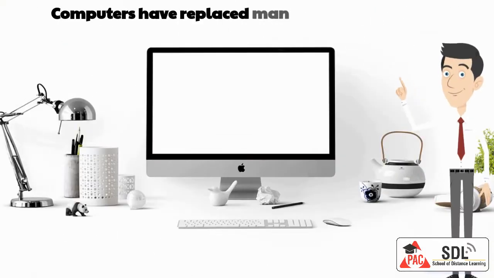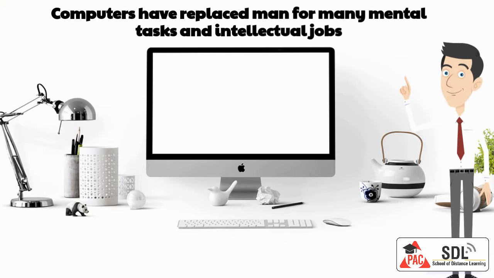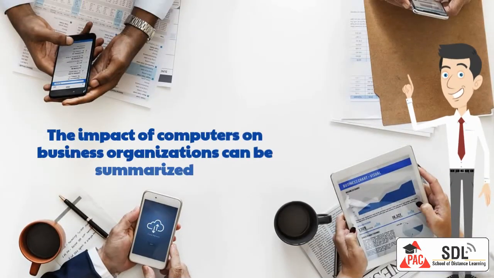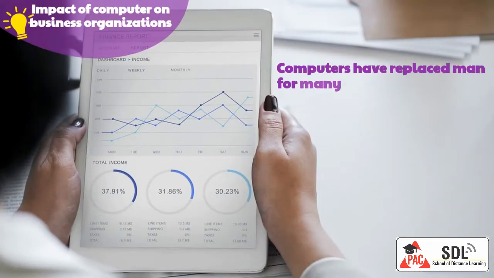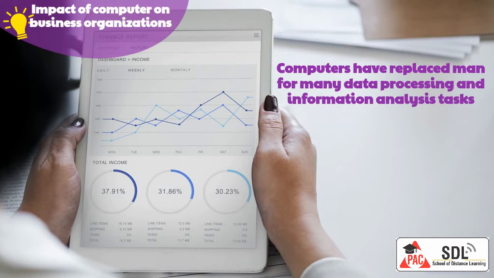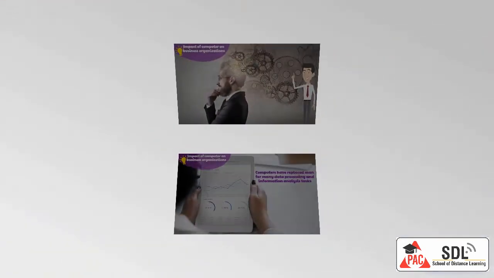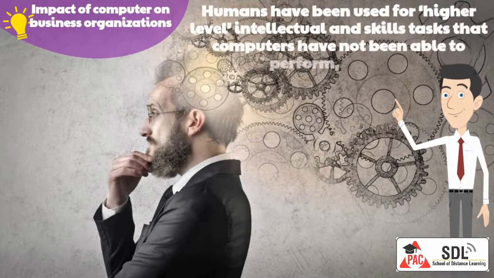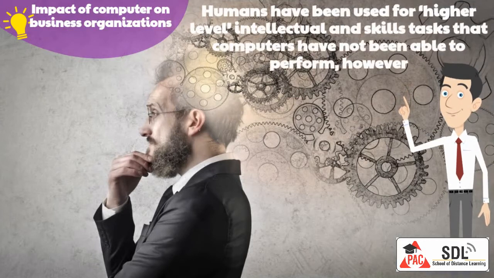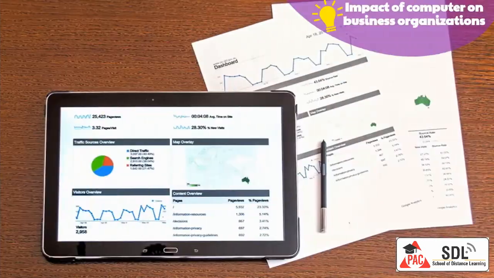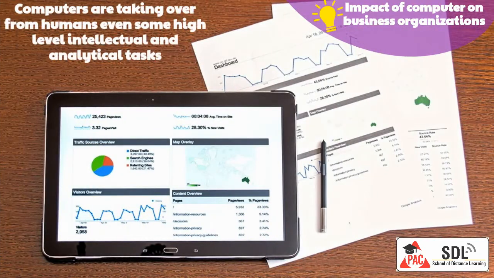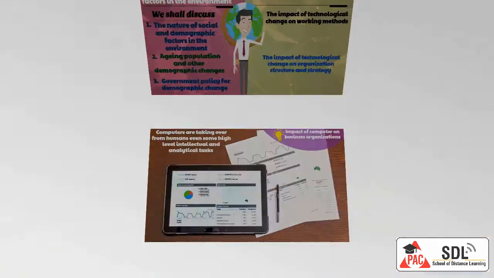Computers have replaced man for many mental tasks and intellectual jobs. The impact of computers on business organizations can be summarized as: computers have replaced man for many data processing and information analysis tasks. Humans have been used for higher-level intellectual and skills tasks that computers have not been able to perform. However, computers are taking over from humans even some high-level intellectual and analytical tasks.